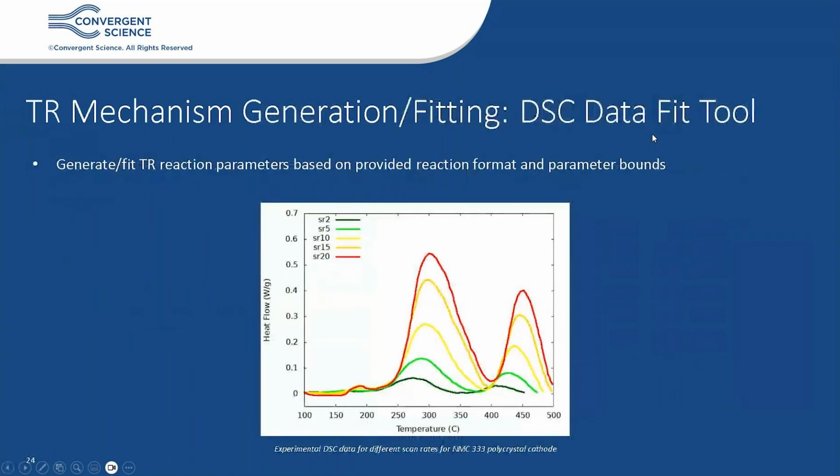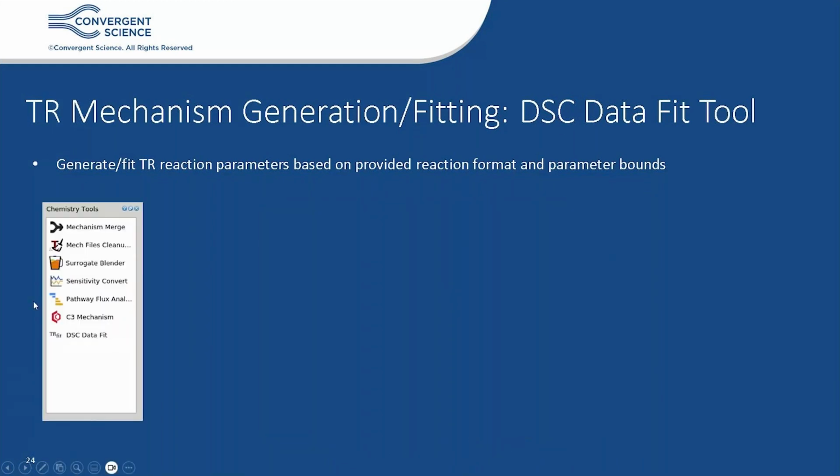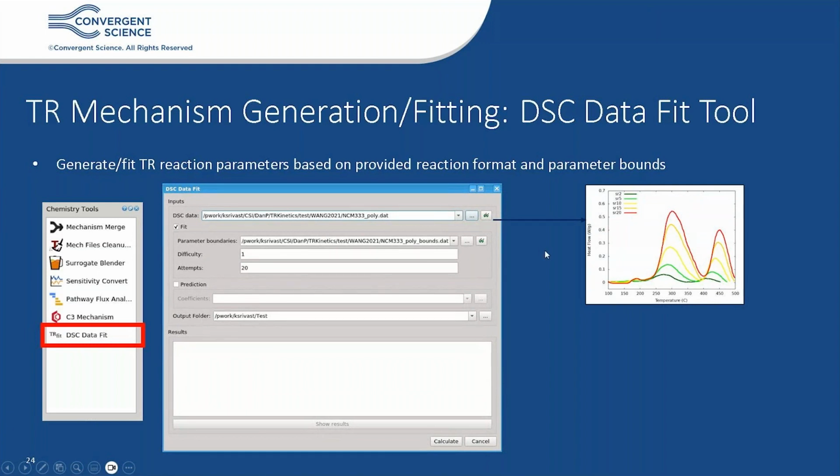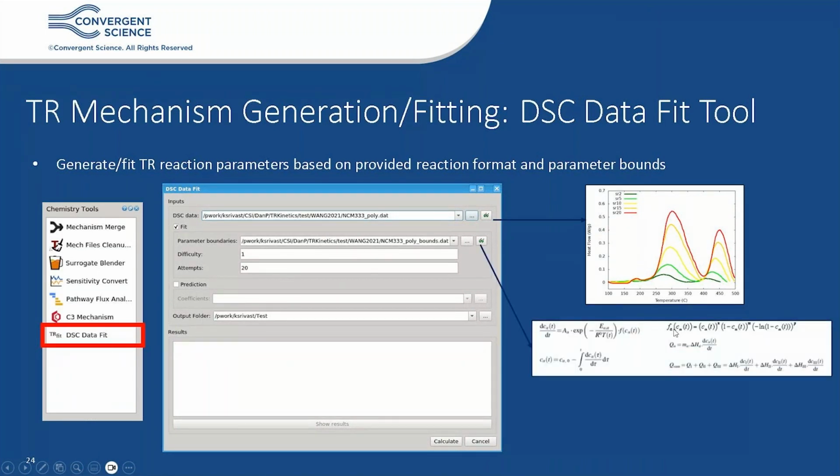We also have a more detailed thermal runaway mechanism generation tool, which allows users to create their own custom mechanisms from scratch and create any number of reactions for their full thermal runaway mechanism. This takes DSC data, differential scanning calorimetry data for individual materials. So here I'm showing DSC data for just cathode. So we're trying to create a cathode reaction rate using this data. So using the DSC data fit tool, which can be found in Converge Studio in the chemistry modules panel, users will feed in the experimental data to this tool, and users will select a reaction format.